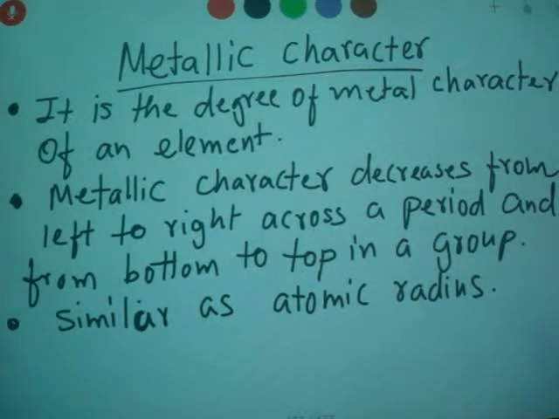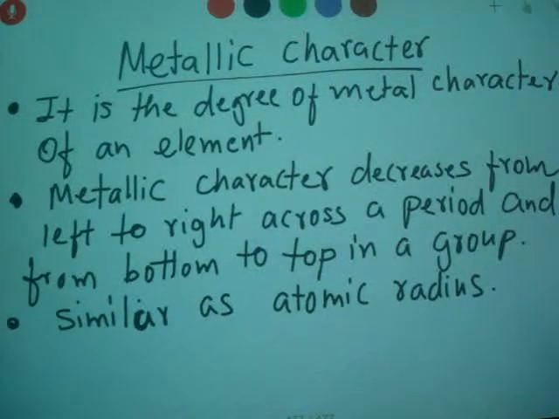In a periodic table, on the left side below the zigzag line there are metals, okay, and above the zigzag line there are non-metals. So that's why when you go from left to right across the period, it decreases. Okay. Now let's see properties of elements.